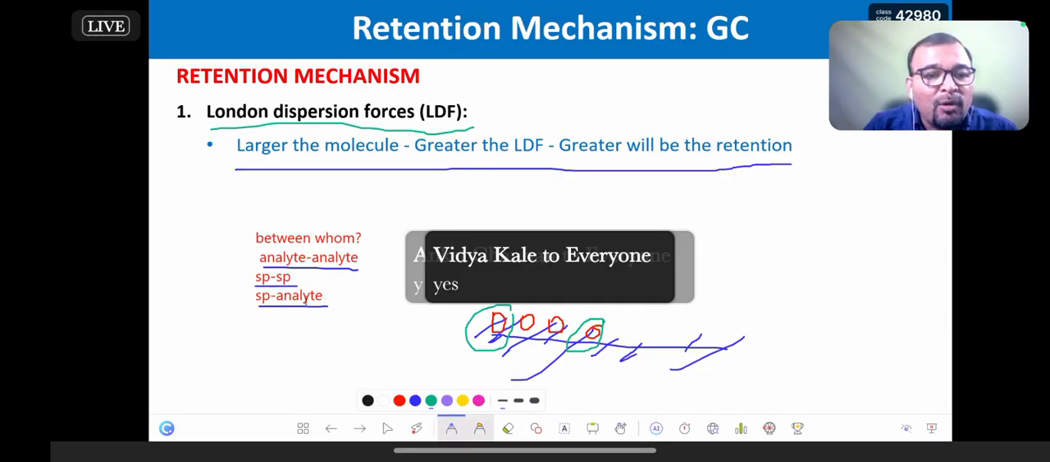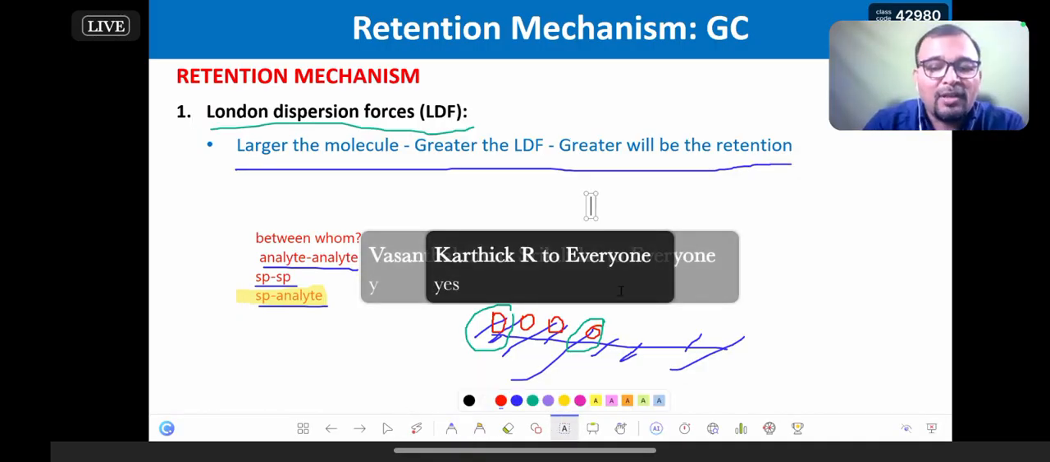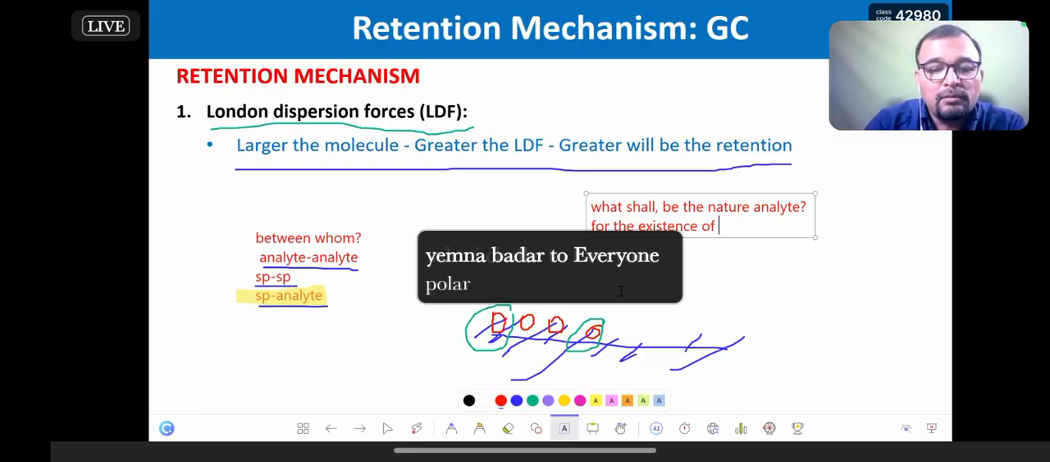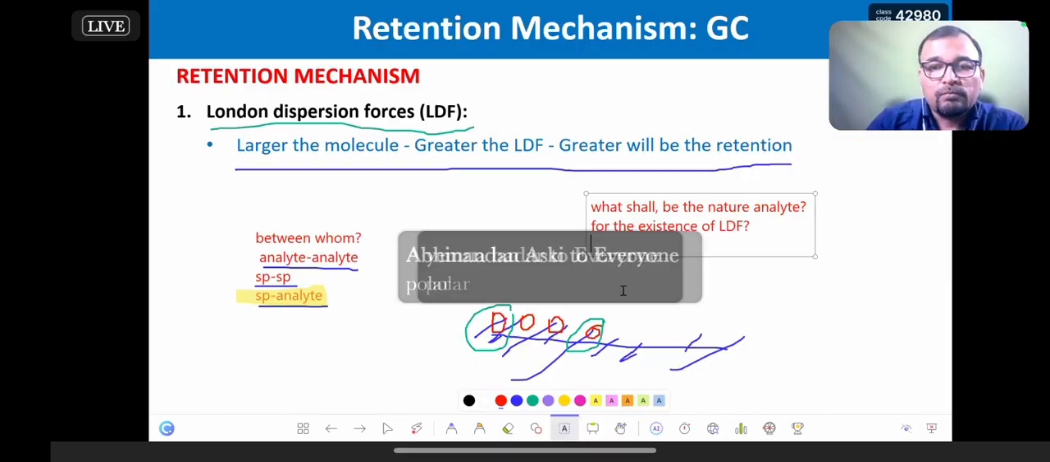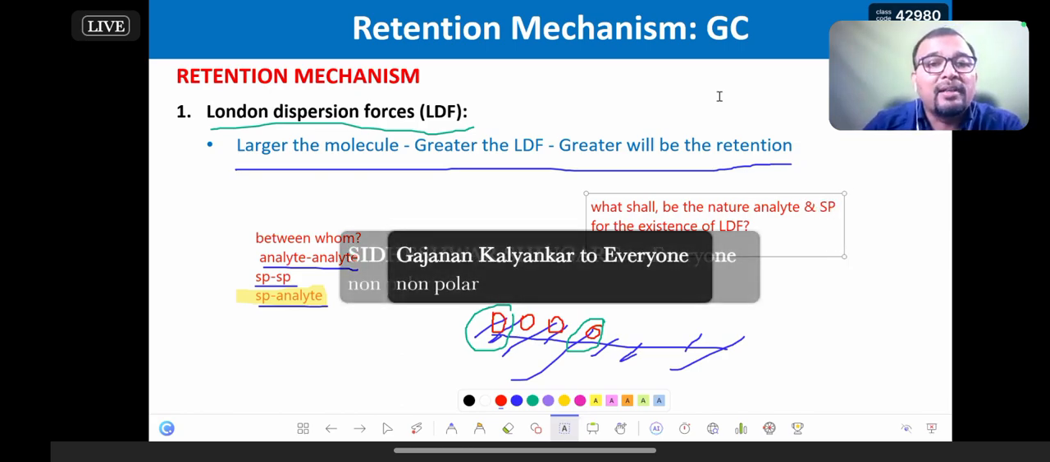Are you getting my point? Type in yes or no in the comment box. So in which case, what should be the nature of analyte, by the way? What shall be the nature of analyte for the existence of London dispersion force? Analyte and stationary phase, I will add. Analyte and stationary phase for the existence of London dispersion force. What should be the nature?